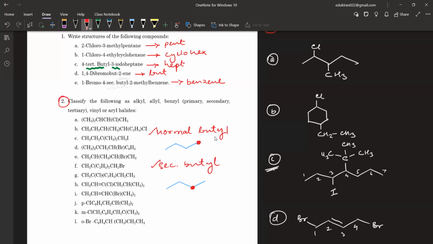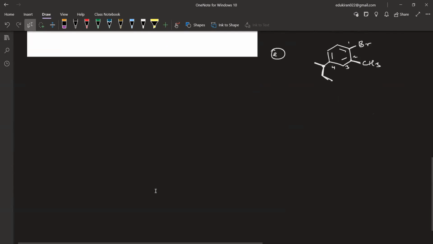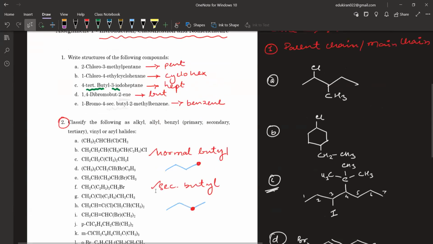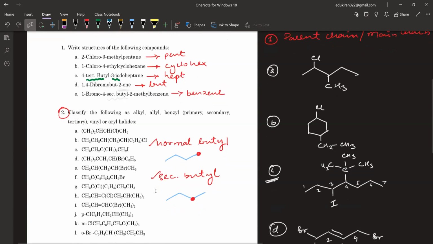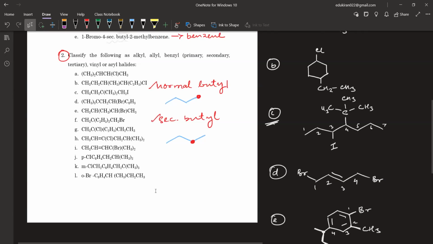Okay. Now, there are a few structures that you have to know. Because what's the difference between C and E in tertiary and secondary? Tertiary and secondary.